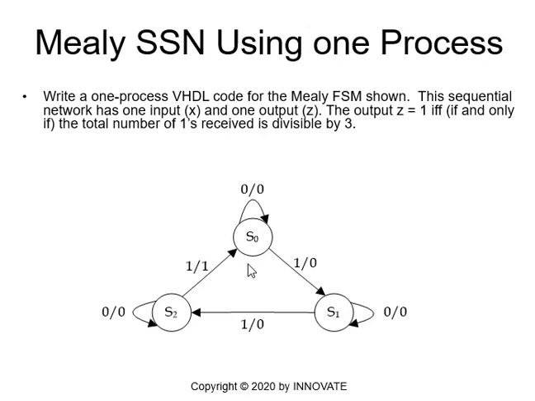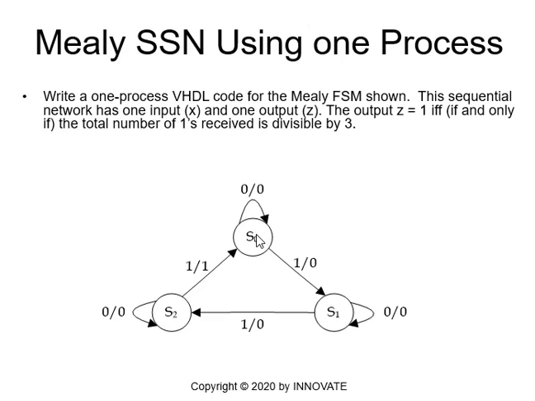Let's take a Mealy example, Mealy synchronous sequential network using one process. In this Mealy with one process VHDL code, the sequential network has one input X and one output Z. The output Z is 1 if and only if the number of ones received is divisible by 3.